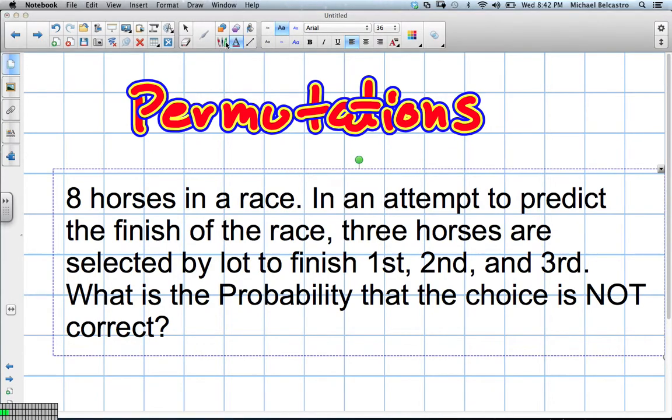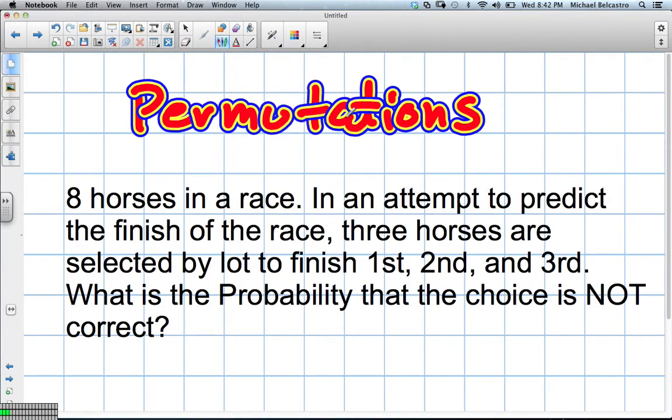Okay, so they've given us a probability question. We'll get to the title after because we have to read the question before we know what to use. 8 horses in a race. In an attempt to predict the finish of the race, 3 horses are selected by lot to finish first, second, and third. So a very specific outcome. What's the probability that this choice is not correct?